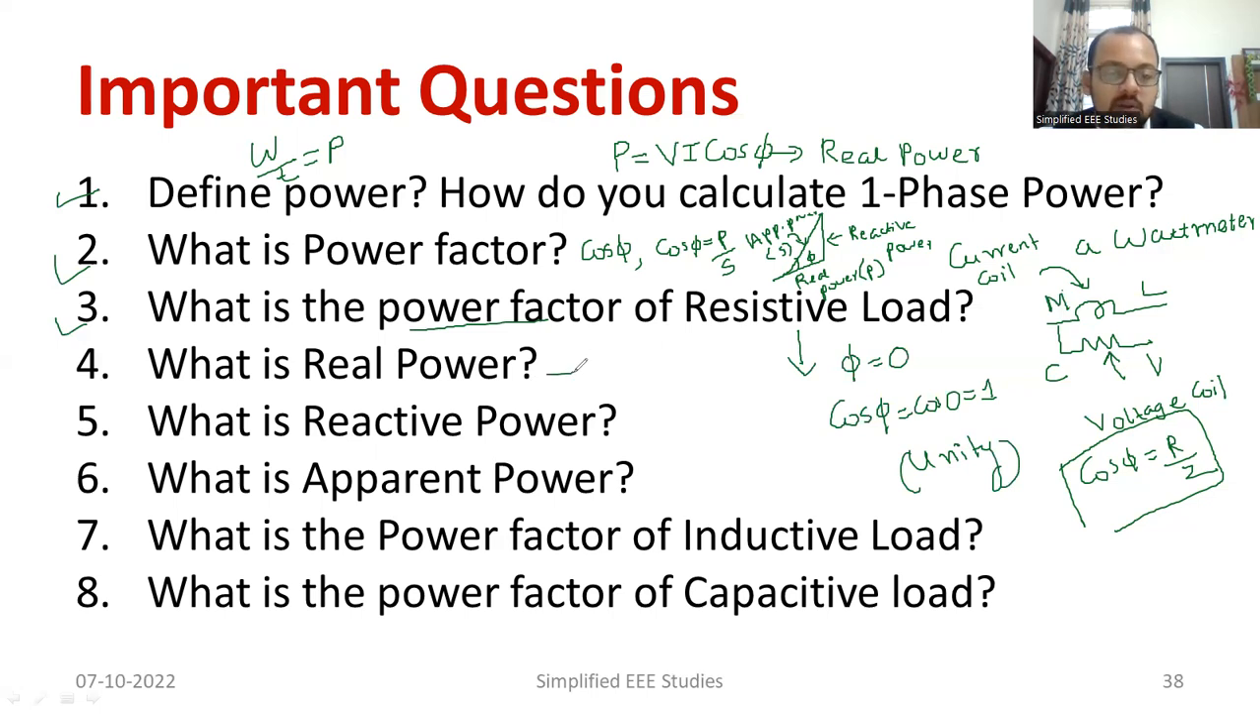What is real power? The power which is actually consumed in the circuit is known as real power. Real power can be calculated by using the formula VI cos phi. You can see the base side of the triangle; that is called the real power.